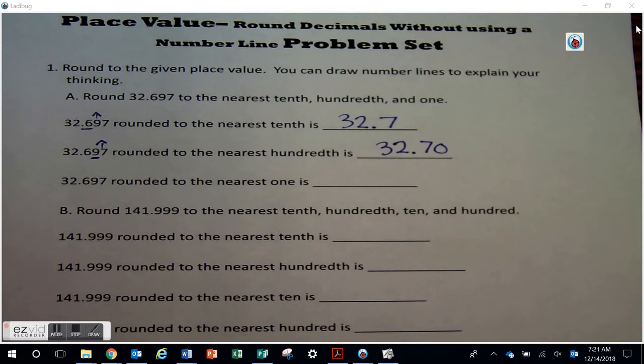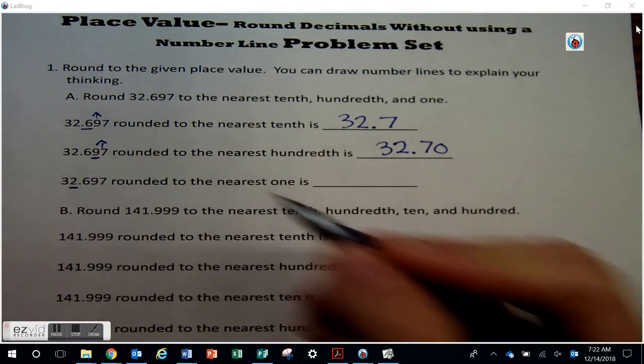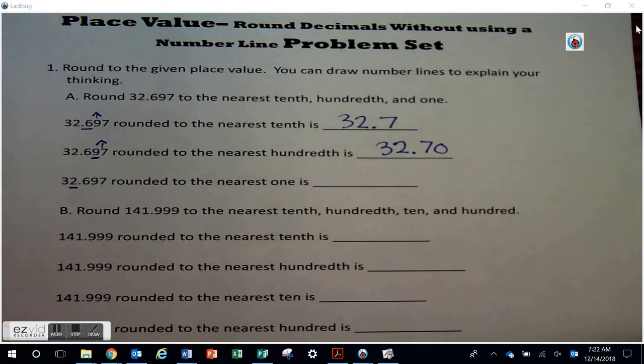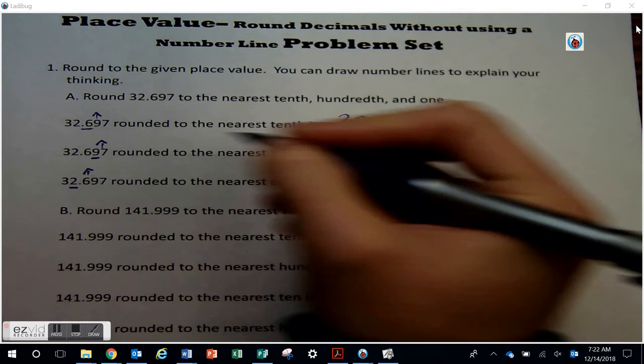Nearest ones place, the 2 is in the ones place. That 6 makes that 2 round up, so I would round to 33.